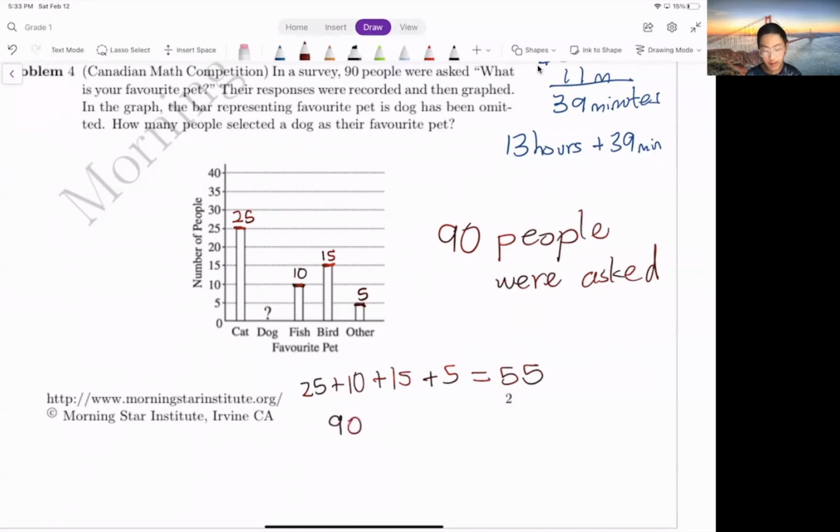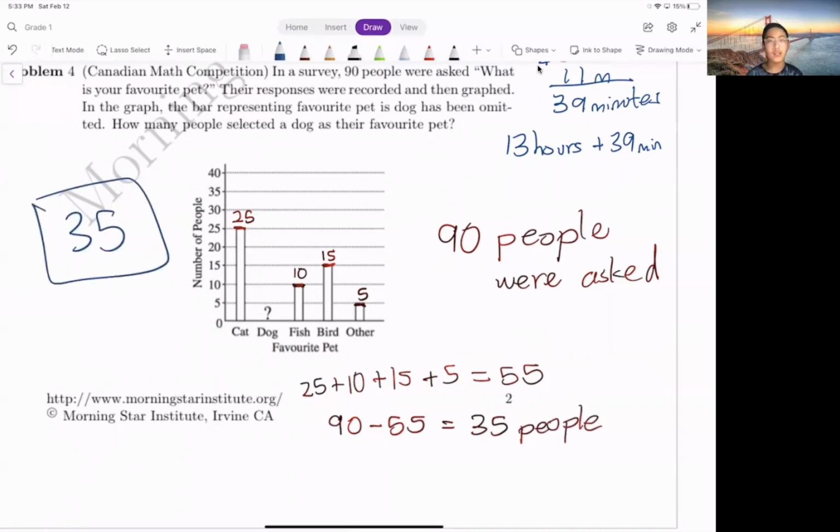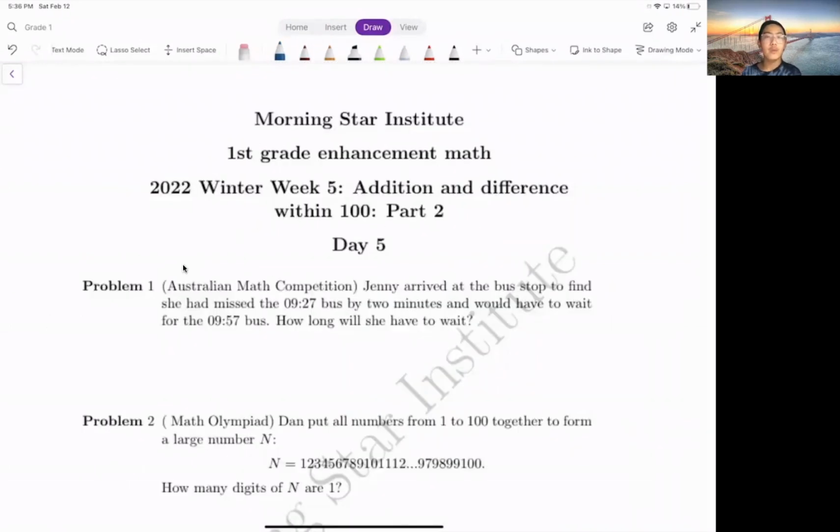So 90 minus 55 equals the remainder, which is 35 people, and those are the people who voted for dogs. So the answer should be 35 people selected dogs as their favorite pet. This is Winter Week 5, Day 5 solution video.